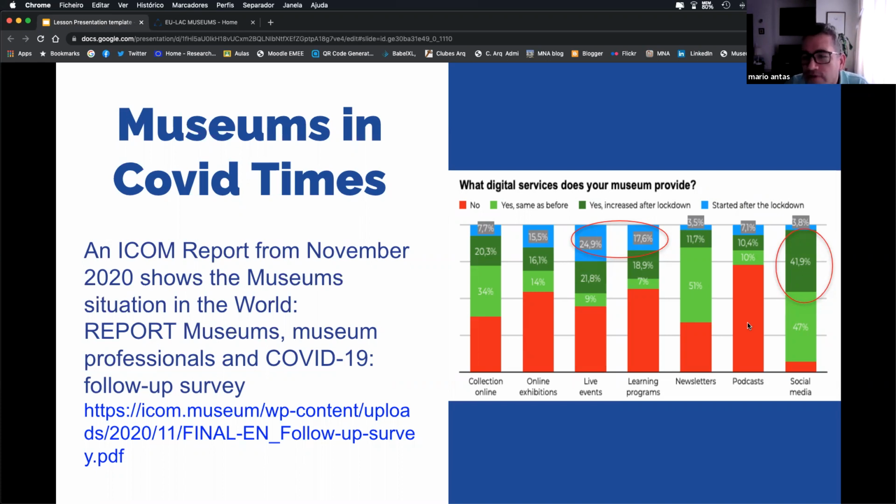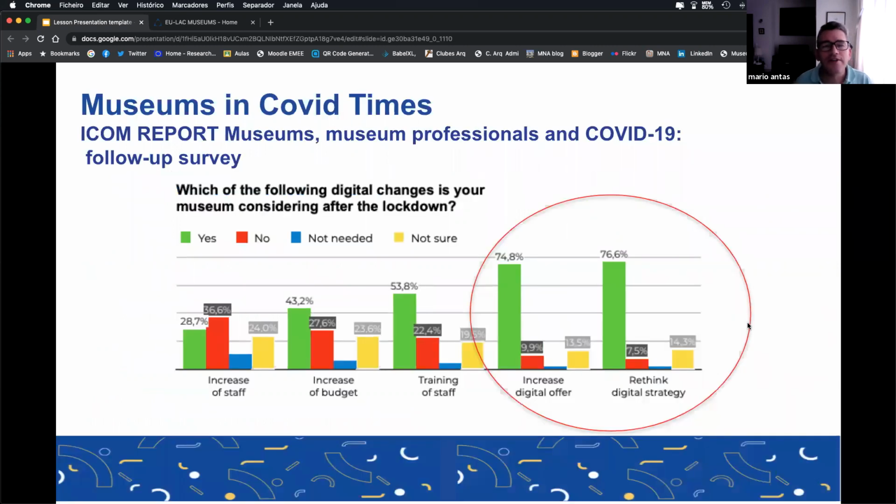And of course, if you go deeper in this analysis, you see that live events and learning programs grew by a percentage between 70% and 24% in museums around the world. So, as we can see in these graphics, museums had to adapt, and adapt in a very short time.